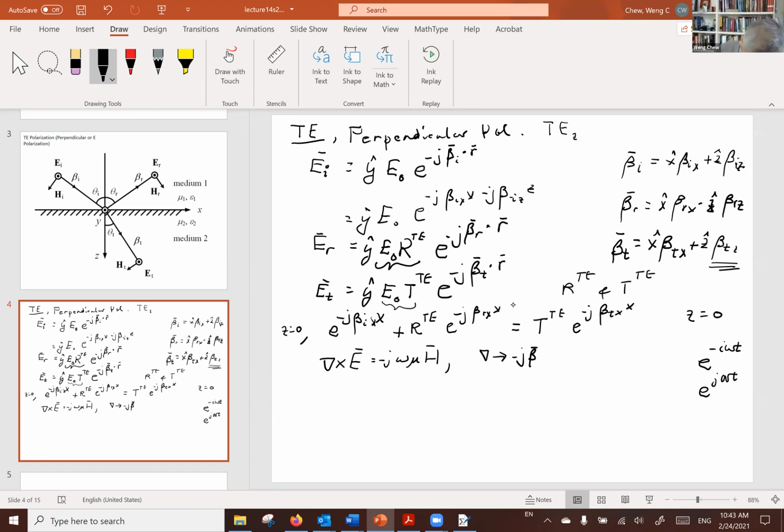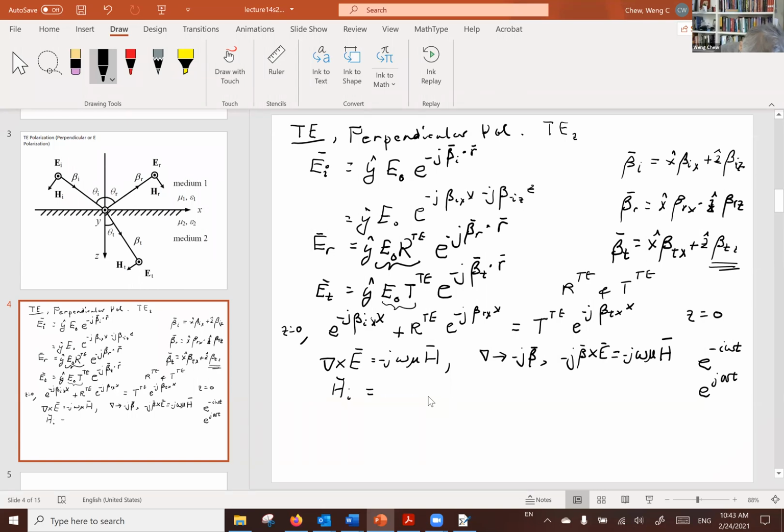Okay, and Maxwell's equations just becomes j beta cross E for the left-hand side is equal to minus j omega mu H on the right-hand side. That is what becomes of Maxwell's equations, or Faraday's law. And then now I can work on all the components of the magnetic field. I can work on my H_I first.